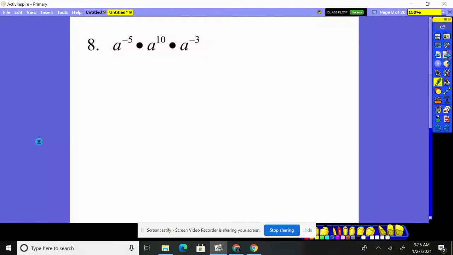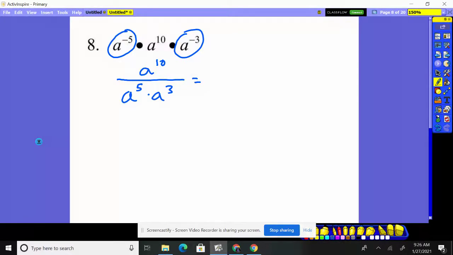Number 8. Well, what do we have? Let's see. The only piece that's up top is a to the 10th because that and that go to the bottom. Now, you could list this out, or you can think, hey, you got a to the 10th up here. What are those multiplied together? You have 5 a's and then another 3 a's, so that's a to the 8th.